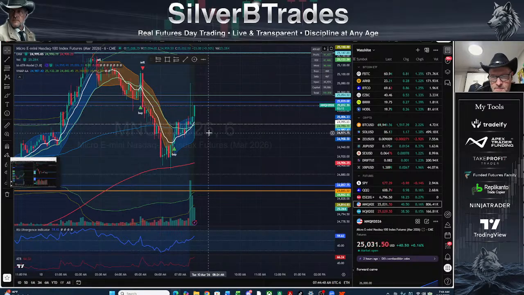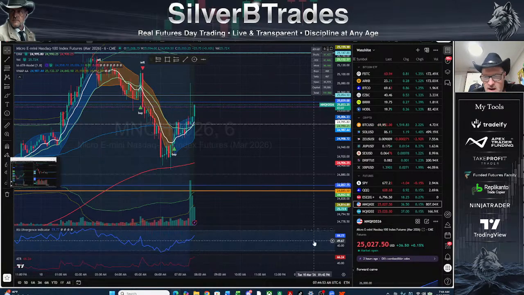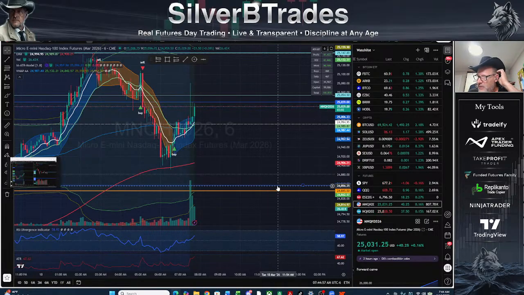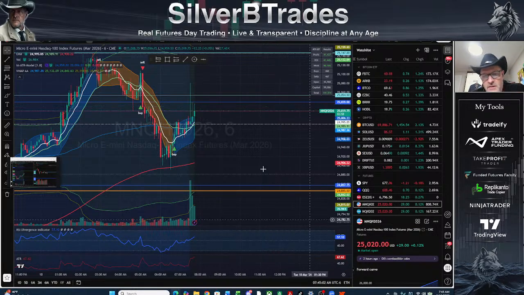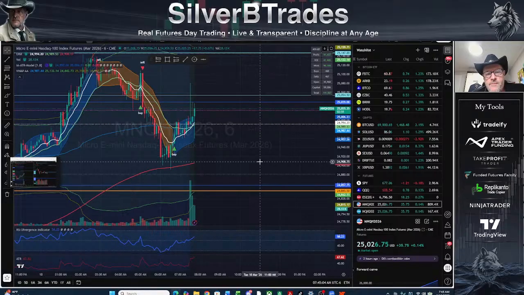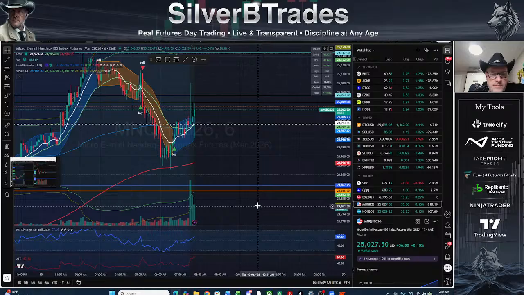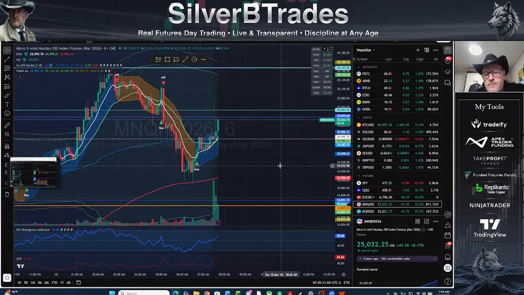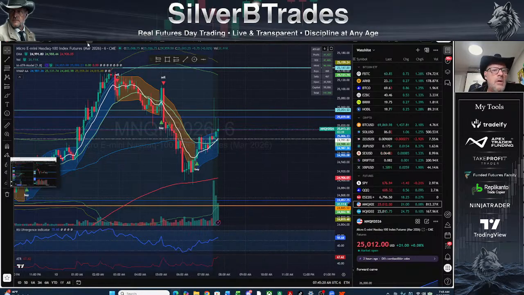Massive whipsaw candles. You can see our average true range is right back in the middle of the range. I usually don't want to trade, or I'll reduce my risk a lot, if the average true range is above 75. Right at 50% of that range too.